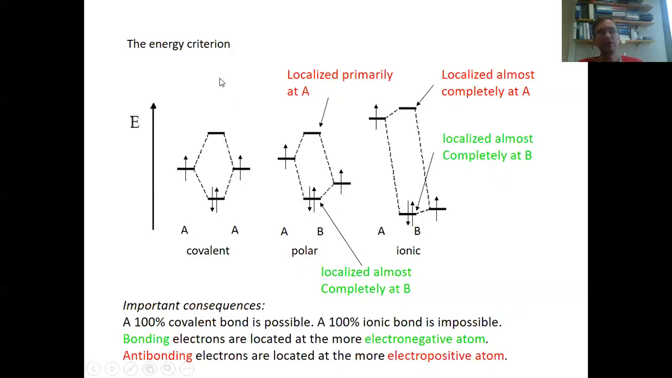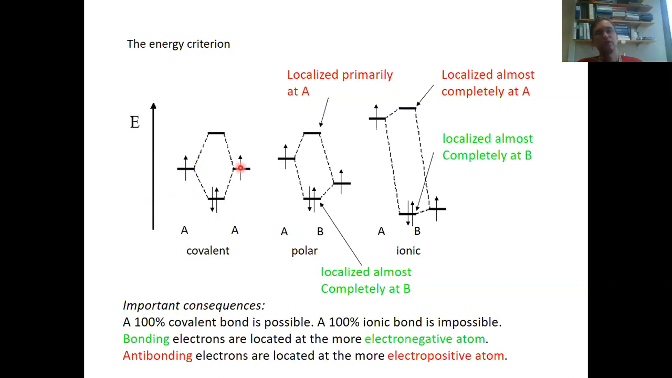So let us look at the energy criterion first. So you see here actually three cases of two atomic orbitals forming molecular orbitals. So in the first case, the energy of the atomic orbitals is exactly equal. In the second case, it's somewhat unequal. In the third case, it's very unequal. So now, let us look at the first case first.